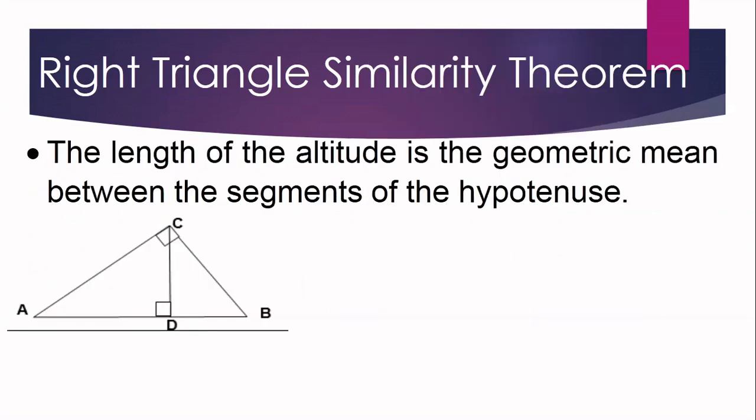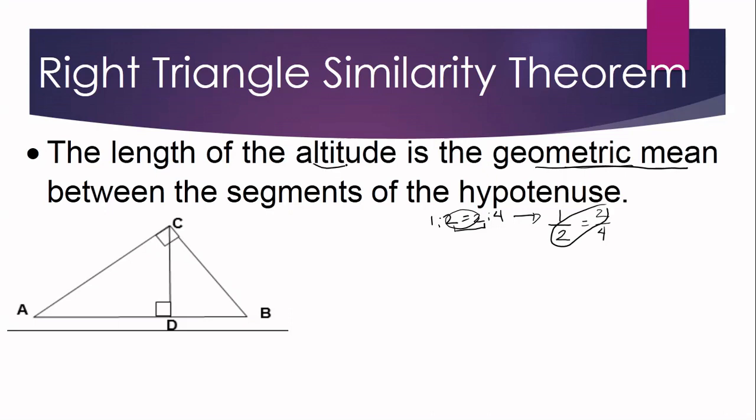Now, what does this mean for the right triangle? This is one concept formed from the right triangle similarity theorem. The first one: the length of the altitude is the geometric mean between the segments of the hypotenuse. We have here the word geometric mean. What is the geometric mean? If we have, for example, 1:2 equals 2:4, these are our means. When the means are the same, that is our geometric mean. Written as a fraction, 1 over 2 equals 2 over 4. So this is our geometric mean.